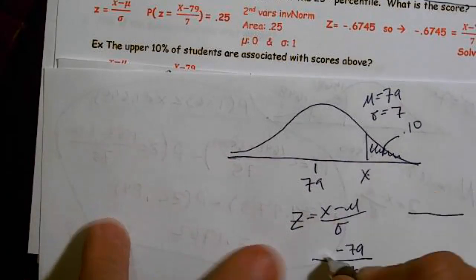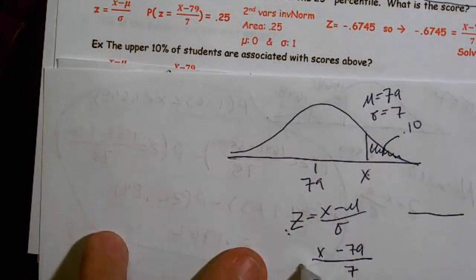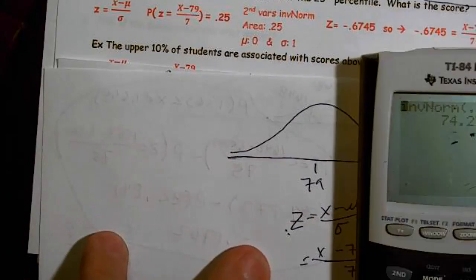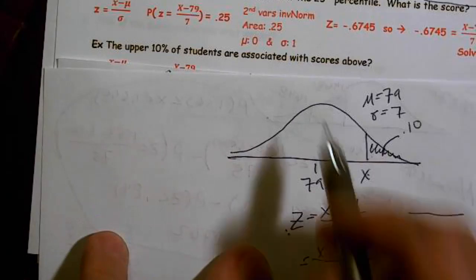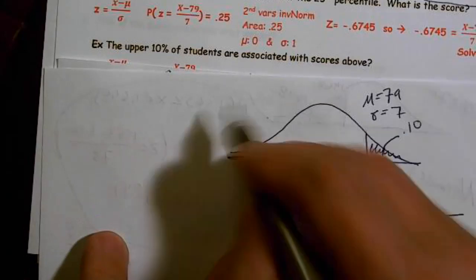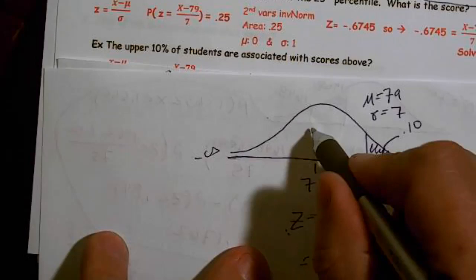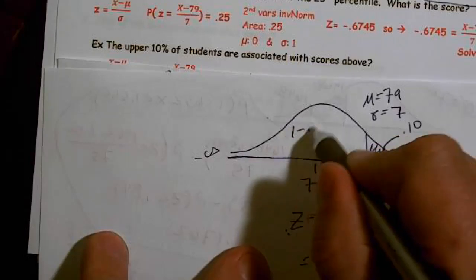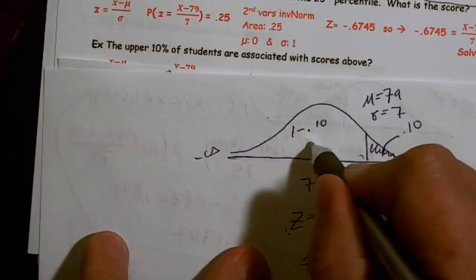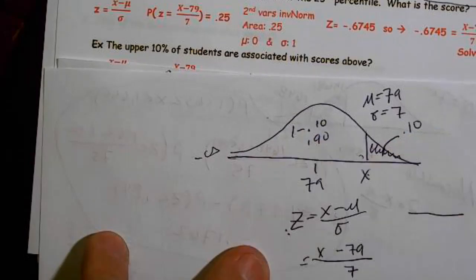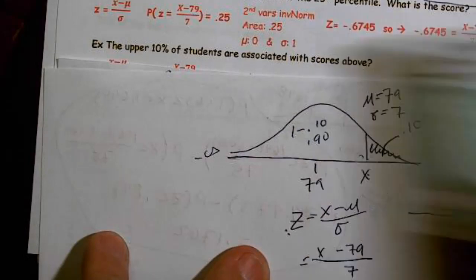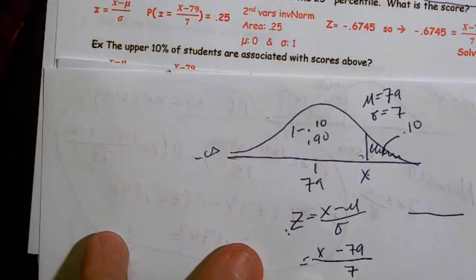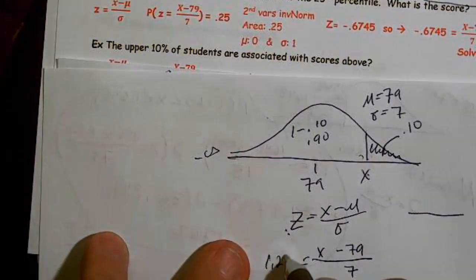We're looking for that x, but I don't have my z, but I can get that by going second vars, inverse norm. Now, remember the calculator works from left to right, and since it does that, this is going to be 1 minus 0.10, so we're looking for 0.90. So the area is 0.90. I need that z-score. So this is going to be 1.28.